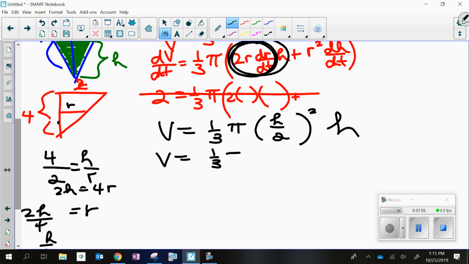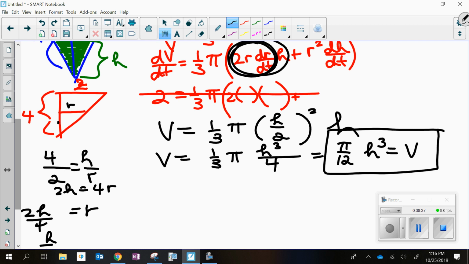Let's see, what's h over 2 squared times h? h squared over 4 times h, h cubed over 4. Which is really something times h cubed, right? What times h cubed in terms of a constant? Pi over 12. So it's pi h cubed over 12. Okay, so this is my volume. This is my new volume equation with r gone.